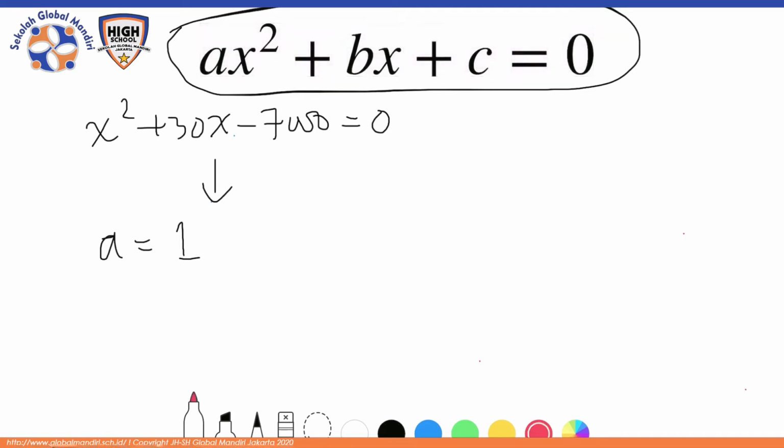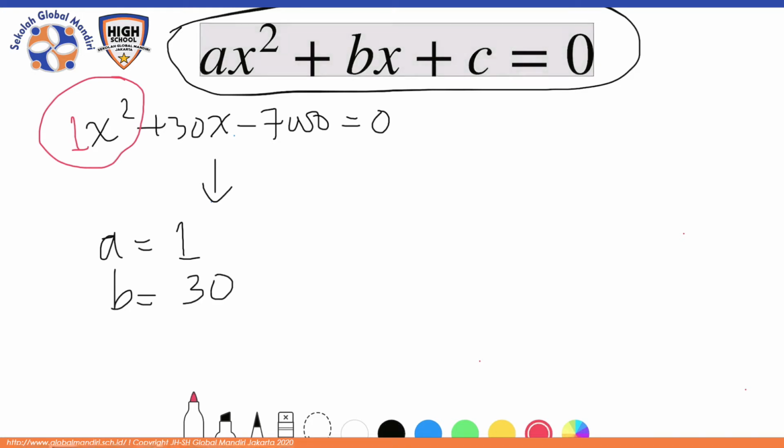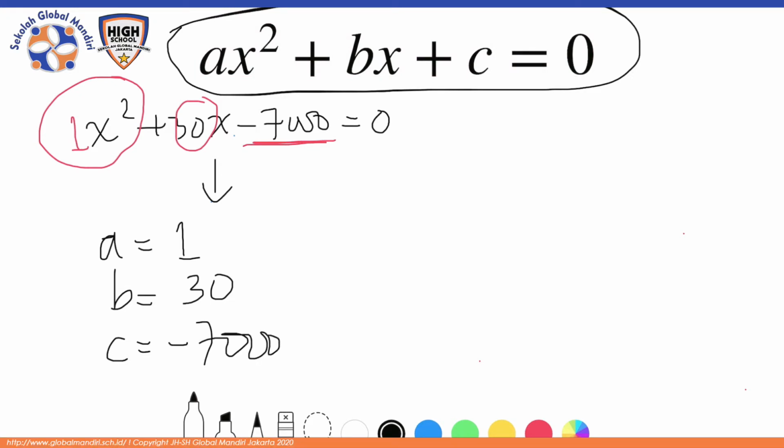From this example, we know that a is 1. Ya, di sini tidak ditulis satunya karena satu adalah invisible, tidak ditulis. Lalu kemudian, we know that b is 30, yaitu something behind the x. And c is the constant, or the number that doesn't have any variable. Pada contoh ini, c-nya adalah minus 7.000.